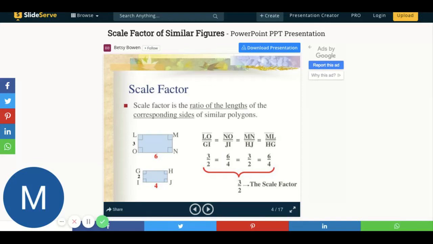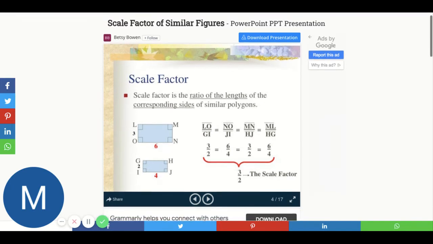Hello students, this is Mr. Duarte and I am going to be going over scale factors of similar figures. Remember, when dealing with similar figures, they stay the same shape but different size. And corresponding angles are going to be equal and corresponding sides are proportional.